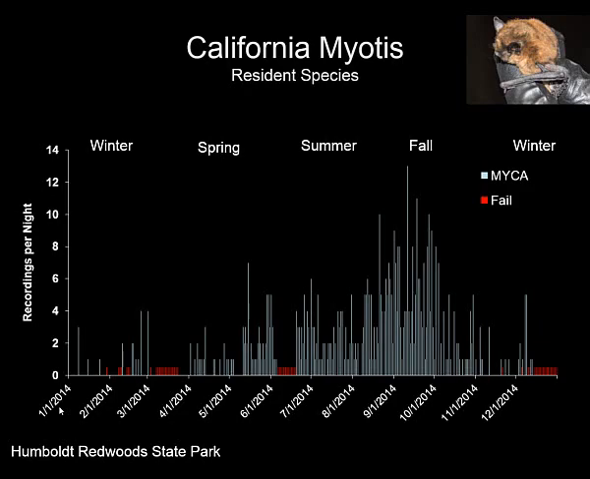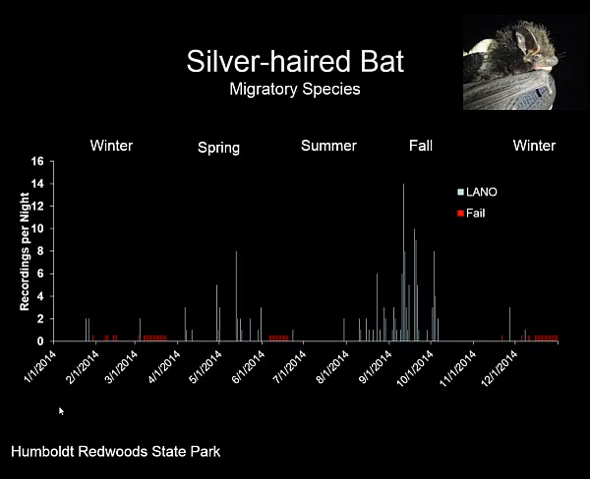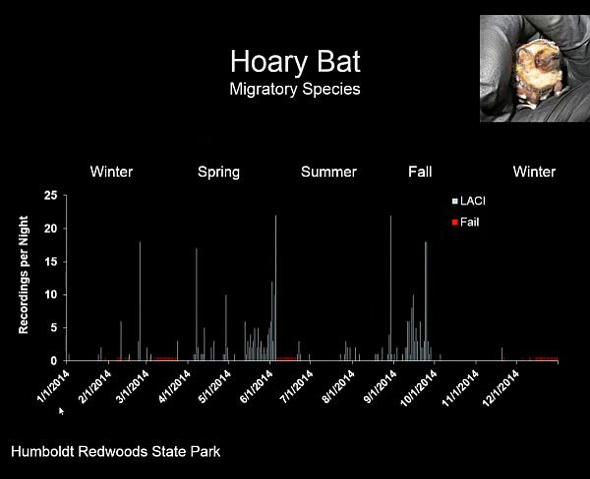So we can contrast that to the silver-haired bat, a migratory species, and here we see big peaks of activity in the fall, a smaller peak of activity in the spring, but very little activity at all during the summer or winter. So this gives us an idea that this is a bat that could be passing through our area, particularly if we just look at this one data set. And that pattern is fairly similar to another migratory species, the hoary bat, which had big peaks of activity in the fall and the spring, but really not much activity, particularly in the summer, and very little in the winter.